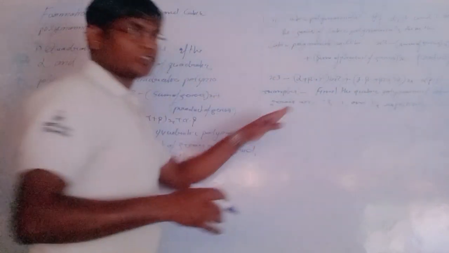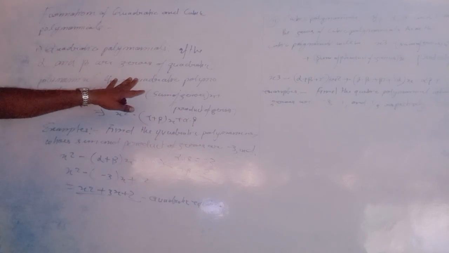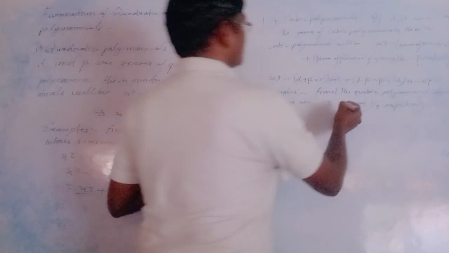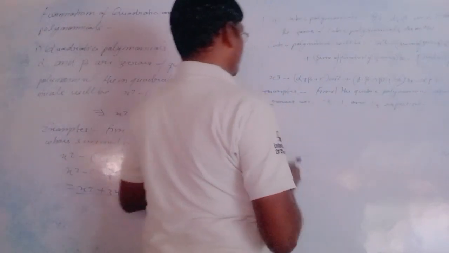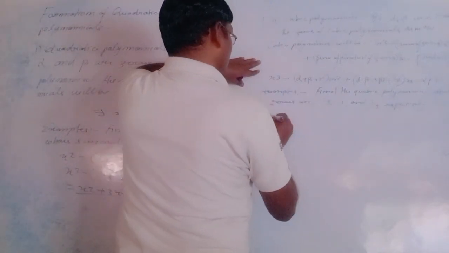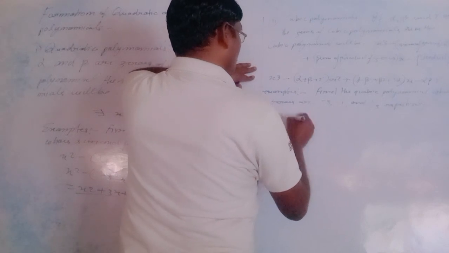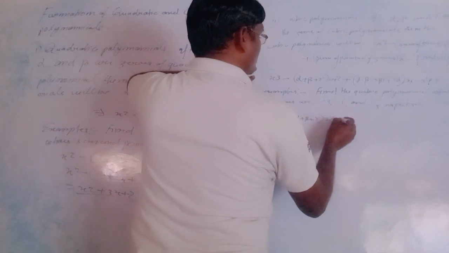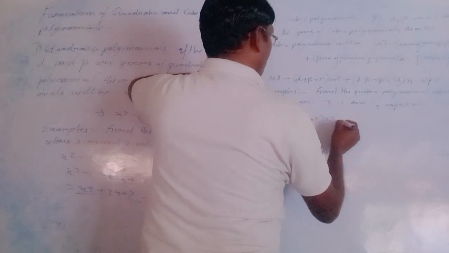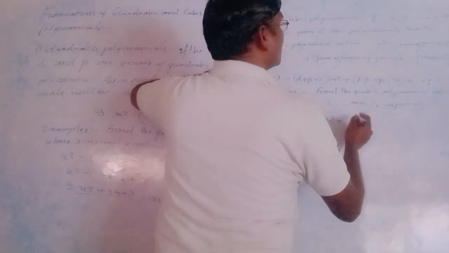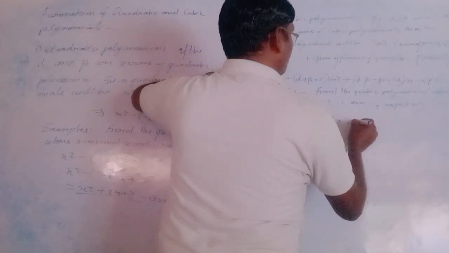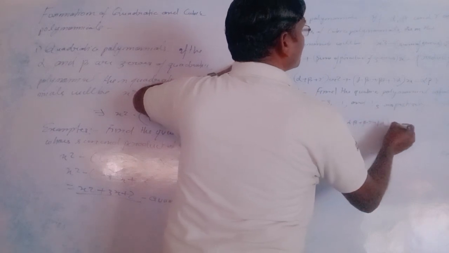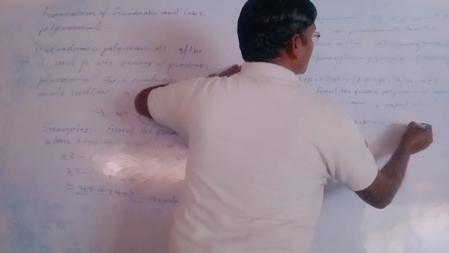Okay, these are the given values: minus 1 and 1/3, respectively. Then we will write the sum of the zeros according to the question: x cube minus the sum of zeros (alpha plus beta plus gamma) into x square, plus the sum of products, alpha into beta plus beta into gamma plus gamma into alpha, into x, minus alpha into beta into gamma.